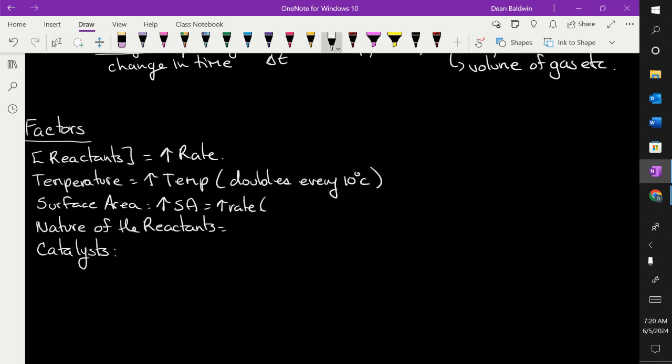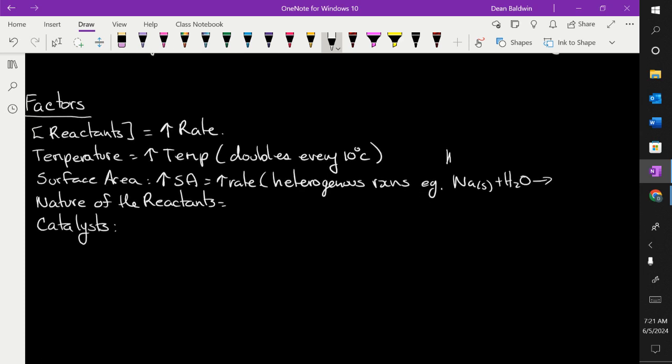But this is only really applicable to heterogeneous reactions. And what I mean by that is, if you have a solid metal reacting with some aqueous solution or water or whatever, and if you divide up the metal into smaller chunks, you're getting more of a surface area. Whereas if you had just aqueous, so NaCl aqueous plus, I don't know, potassium nitrate aqueous, you can't increase the surface area of an aqueous solution. So that's when you go to mixture.